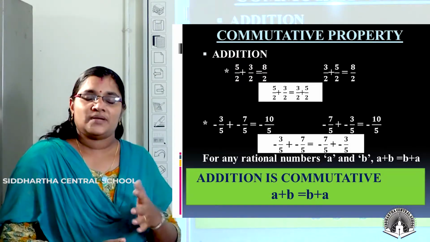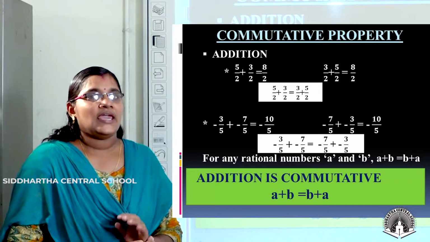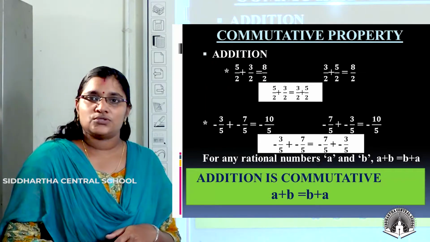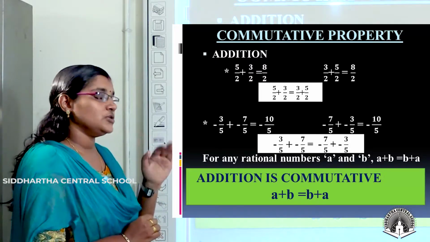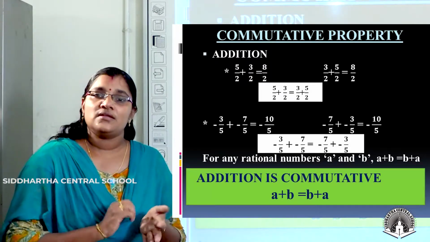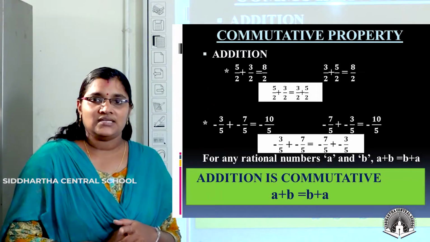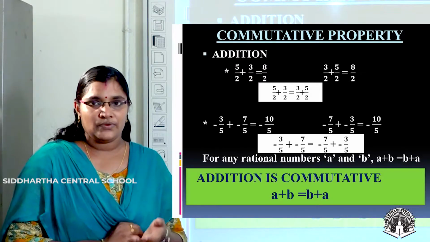We know the next operation is what? Subtraction. But in the subtraction case, a minus b is not equal to b minus a. If we subtract two rational numbers, we get one rational number. If we interchange them, the answer will not be the same. So we can say that subtraction is not commutative.